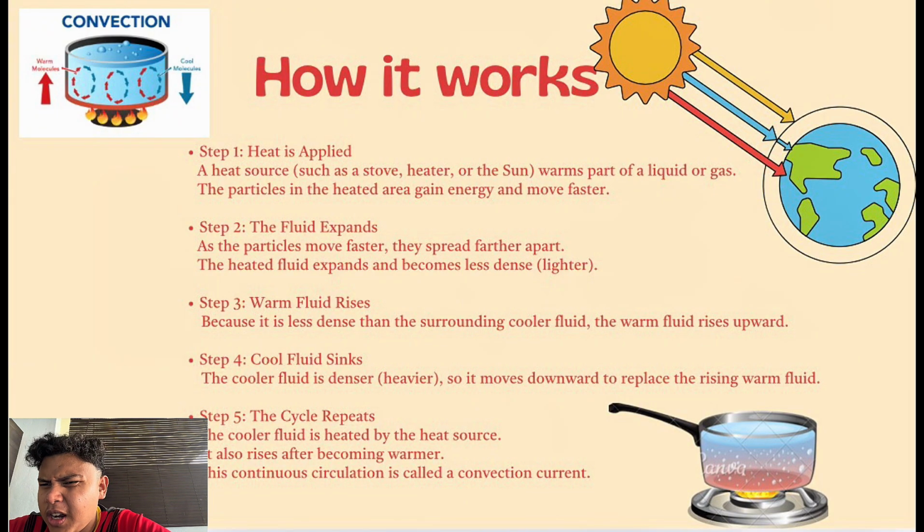Step number four, cool fluid sinks. The cooler fluid is denser and heavier, so it moves downwards to replace the warm fluid that rose upward before. The final step is that the cycle repeats. The cooler fluid is heated by the heat source, so it also rises after becoming warmer, and this continuous circulation is called a convection current.